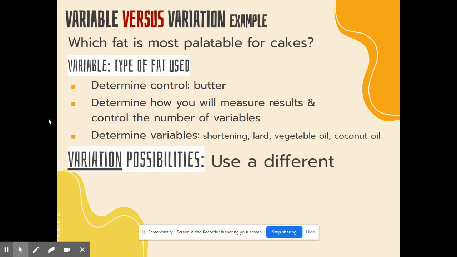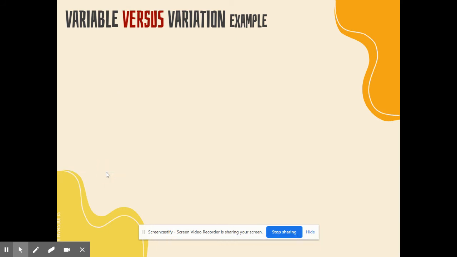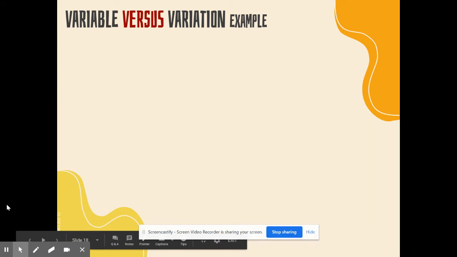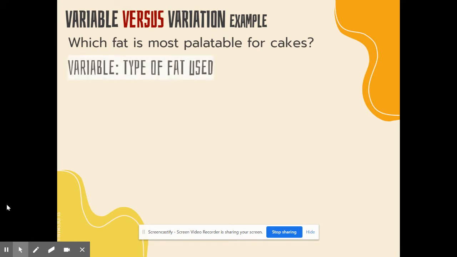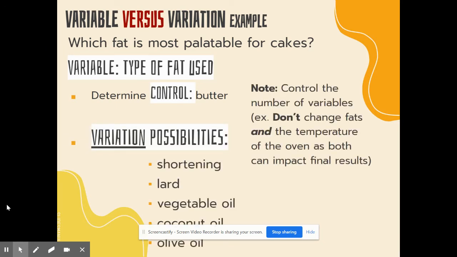Other types of variations that are possible: you can use a different mixing method, a different cooking time, or a different cooking temperature. When you are coming up with different variations, it's important. So, which kind of fat is most palatable for cakes?